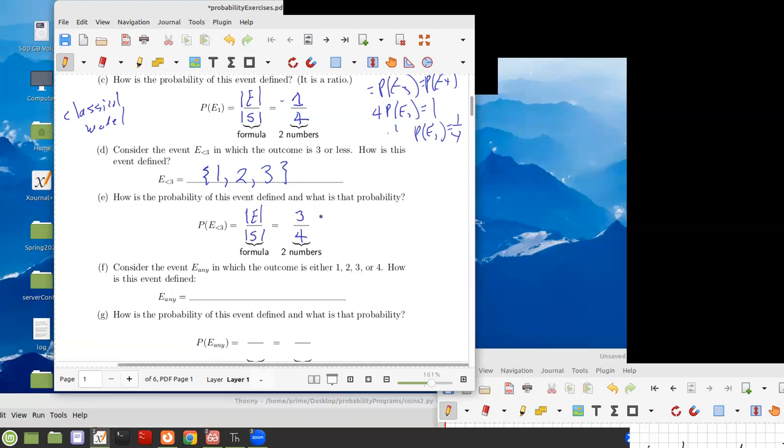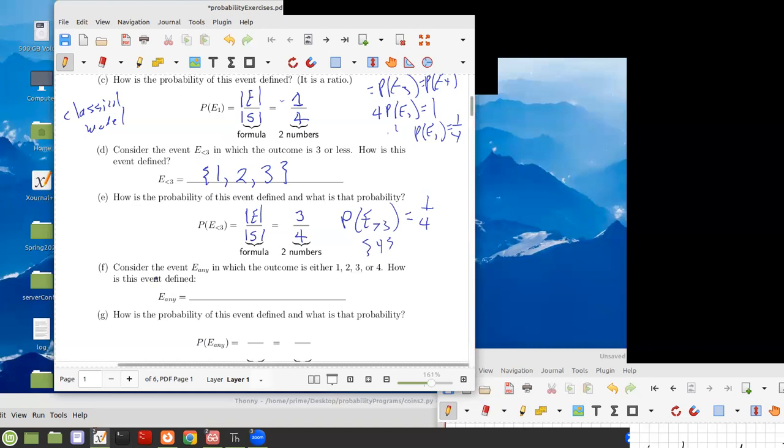You can see that the probability that the outcome is greater than 3, which is just going to be the 4, that is the probability of the event E greater than 3, is going to equal 1/4, because there's only going to be one outcome here, the 4. And 3/4 plus 1/4 is 1, which checks out. Okay.